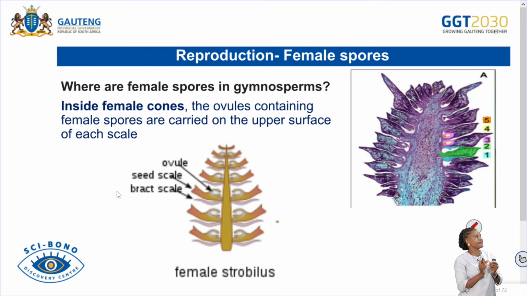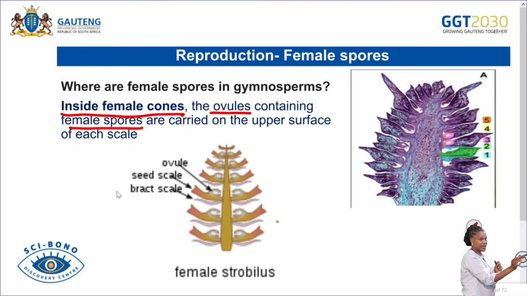And where are the female spores in gymnosperms developing? The female ones are developing inside the female cones, and then inside the female cones, that's where there are ovules, and then the ovule is the one that is containing the female spores, and then the female spore will be carried on the upper surface of the what? Of the scale.